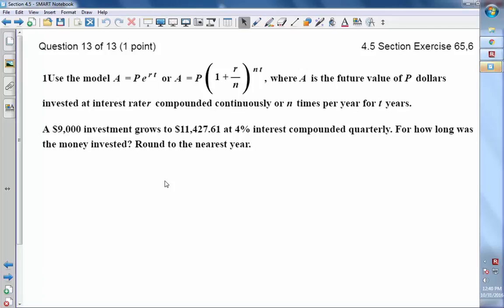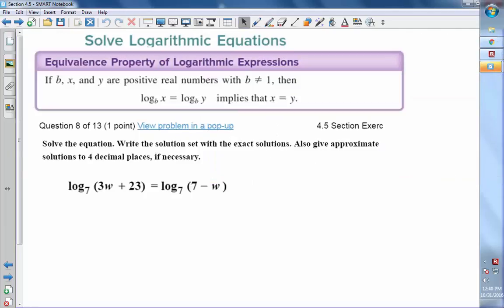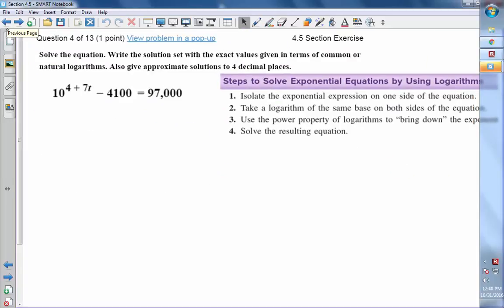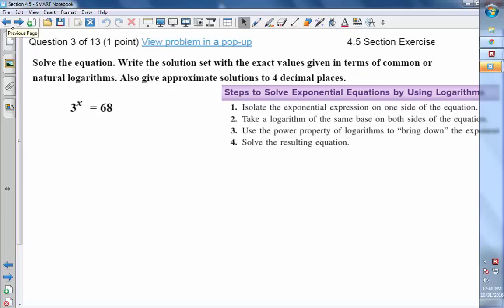There is one question left in 4.5. We were solving logarithmic and exponential equations. You may think, oh, how is this related to logarithms or exponential functions? You will see soon. Let's first review what we did so far in this section so we can recall our rules.